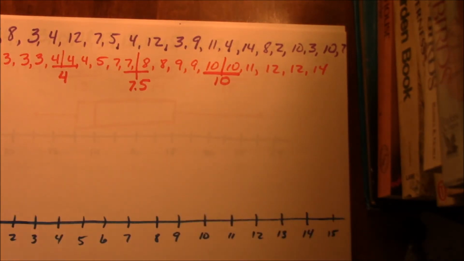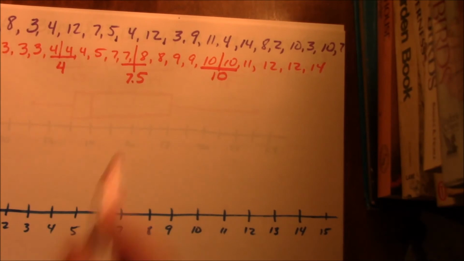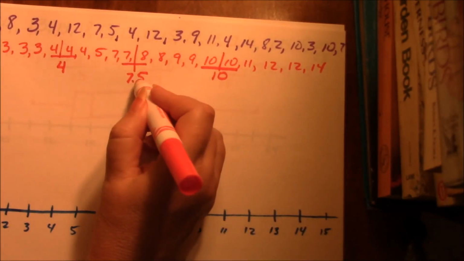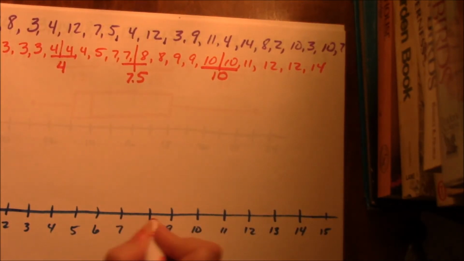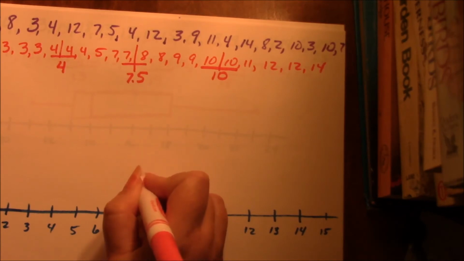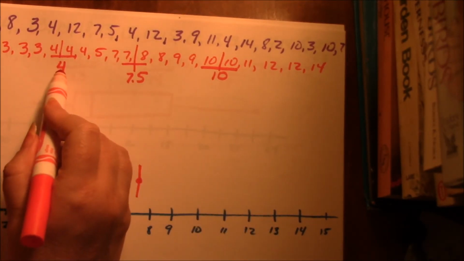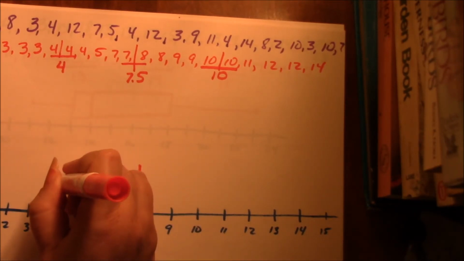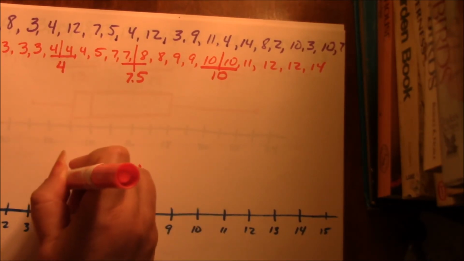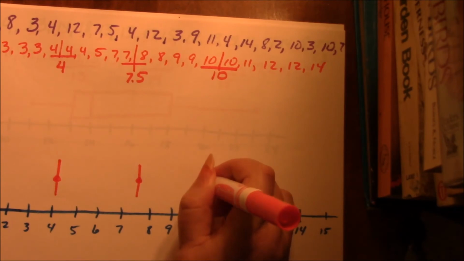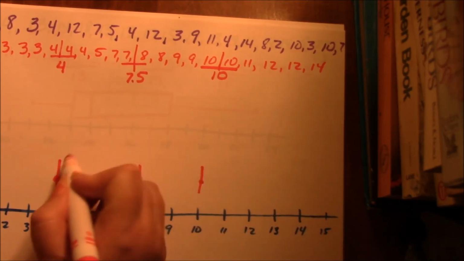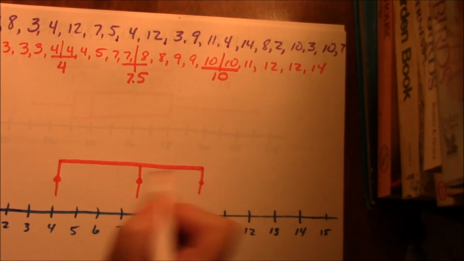Now I've got a number line down here, and we're actually going to transfer these. So my median is 7.5. My median is going to go right here, so I'm going to draw a line with a dot in the middle. My first quartile is on the 4. Second one is on the 10, and I'm going to make a box out of that.